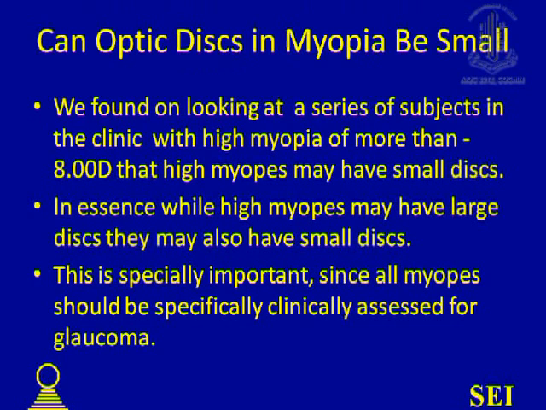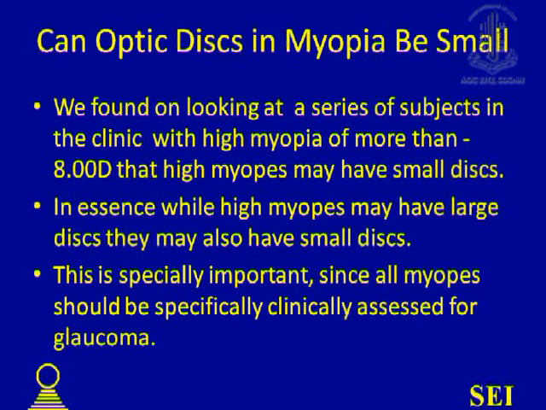However, the question that arose from our clinic-based study was, could optic discs in myopia be small? Because they were looking small, and we measured them. We found on looking at a series of subjects in the clinic with high myopia of more than -8 diopters that high myopes may have small discs. -8 diopters is taken as a cutoff, so everything above -8 diopters is considered to be high myopia, and everything less than -8 diopters is considered to be moderate myopia.